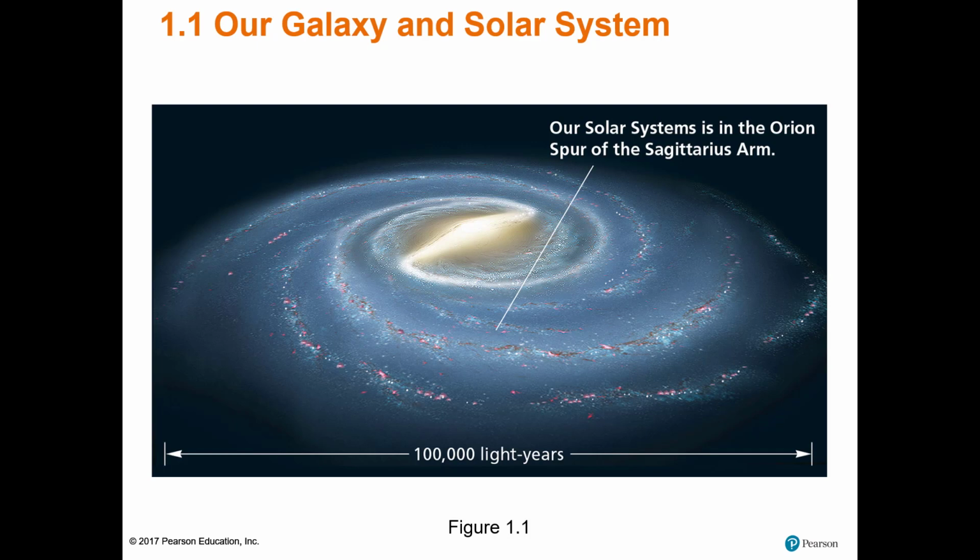So here is an artist's rendition of what the solar system looks like, and you can see that the line is pointing to our solar system in the Orion spur of the Sagittarius arm. And you'll see the arrow at the bottom says 100,000 light years. That means that it takes light 100,000 years to travel from one end of the galaxy to the other.